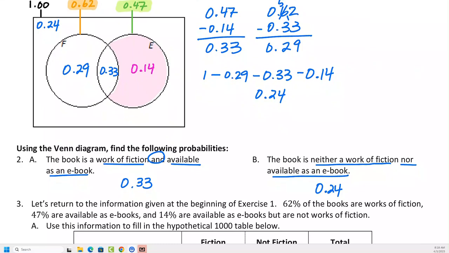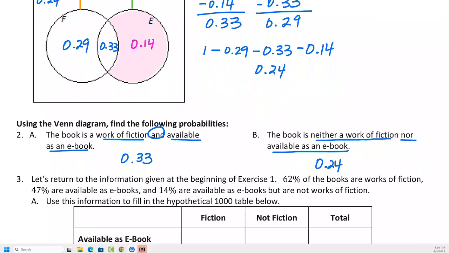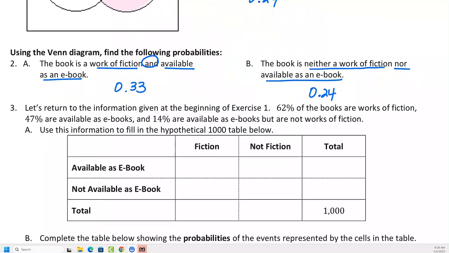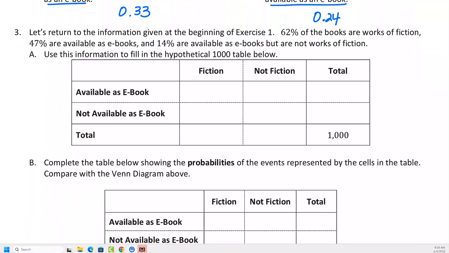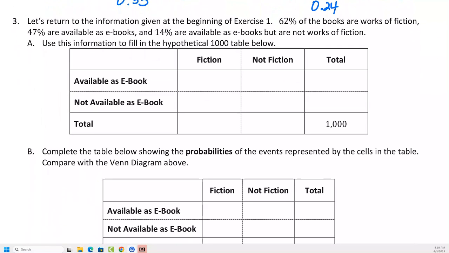Can I bump this up now? Okay, then in 3 it says, let's return the information given at the beginning of exercise 1. 62% of the books are works of fiction, 47% are available as ebooks, 14% are available as ebooks but not works of fiction. And it says, use the information to fill in the hypothetical 1,000 two-way table below. So let's get going here.